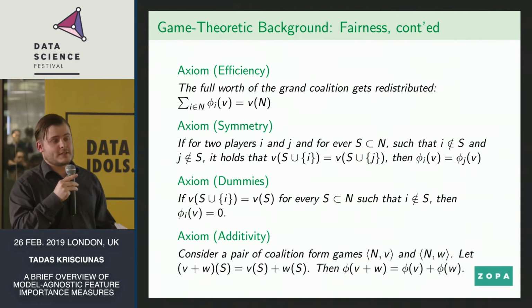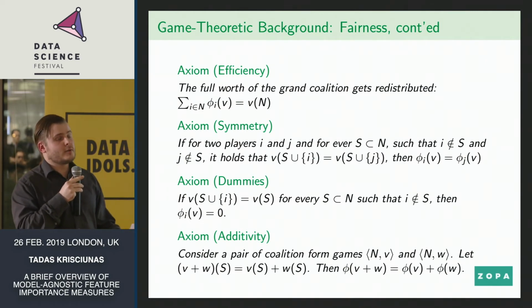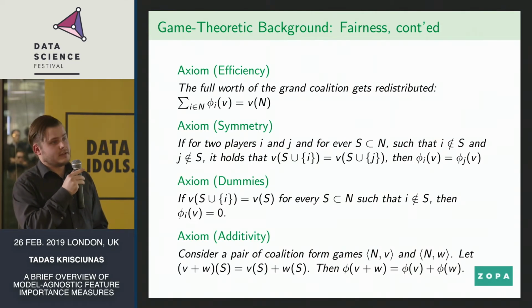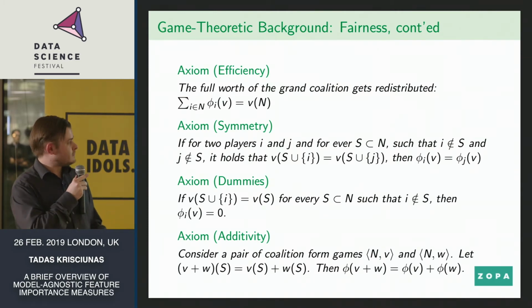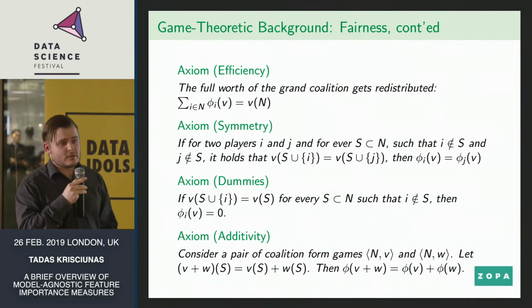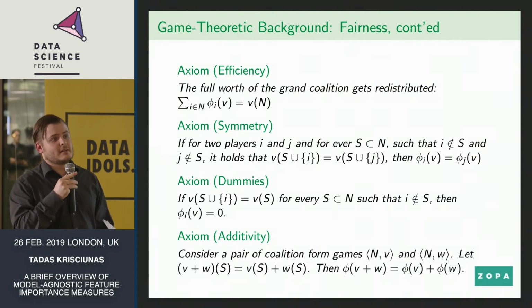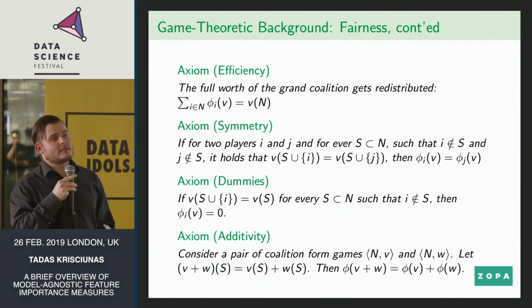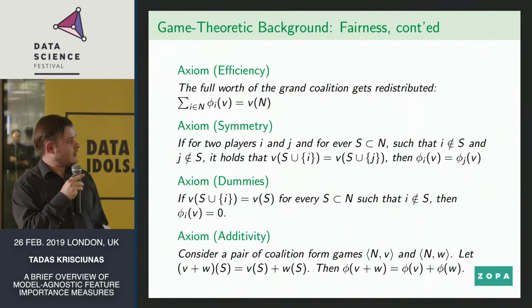First of all, we have the efficiency axiom, which just requires the total worth of the grand coalition, that is the total profit, to be fully redistributed. So we just want our individual slices of the pie to sum up to the whole pie. There's also the symmetry axiom, which in intuitive terms just says that 2 players who contributed in exactly the same way should get the same amount in the end, if we are redistributing fairly.